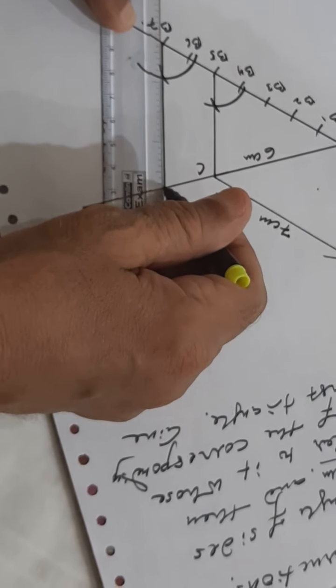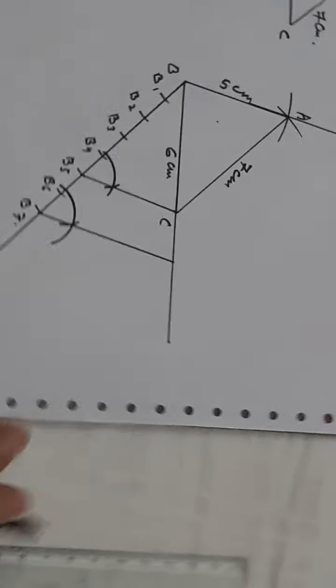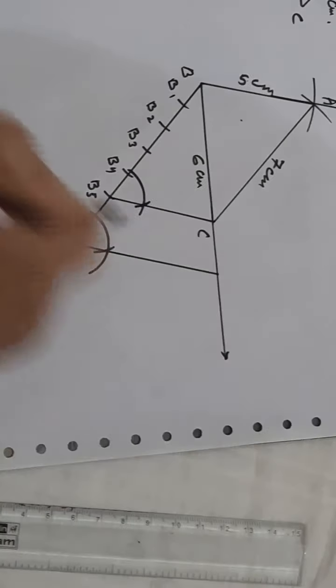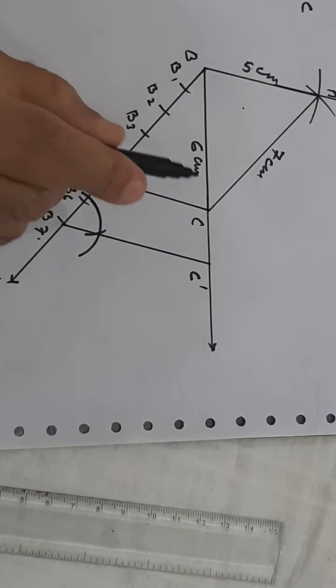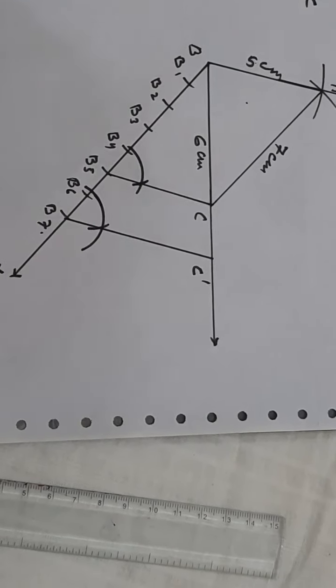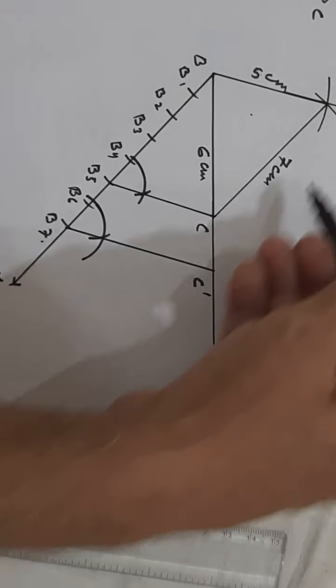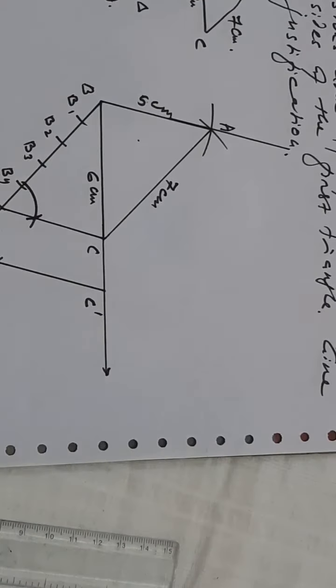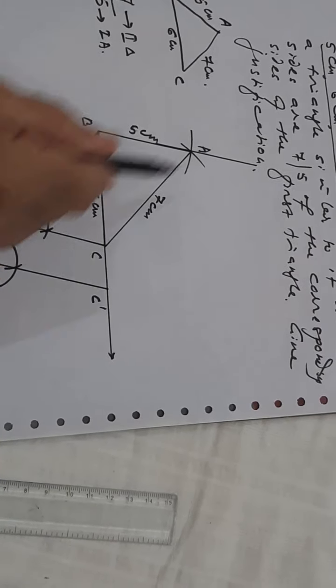You take a sharp, pointed pencil. Now as there is a sketch pen, a little problem will be there. So this point should be noted as C dash. This is C, this will be C dash. Now we have to draw one parallel line from C dash meeting ray BA. So this will be parallel to CA.